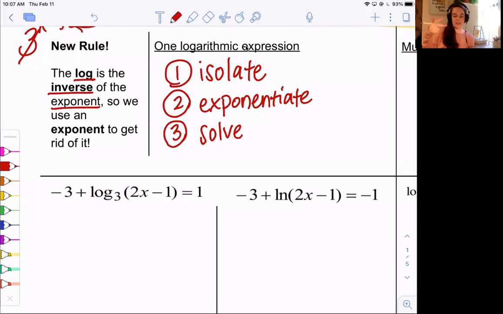Isolate, exponentiate, solve. If you want to try to say a fun word, try to say exponentiate. It's fun. Try it. I can hear houses all over the world, people saying exponentiate all over Los Angeles.